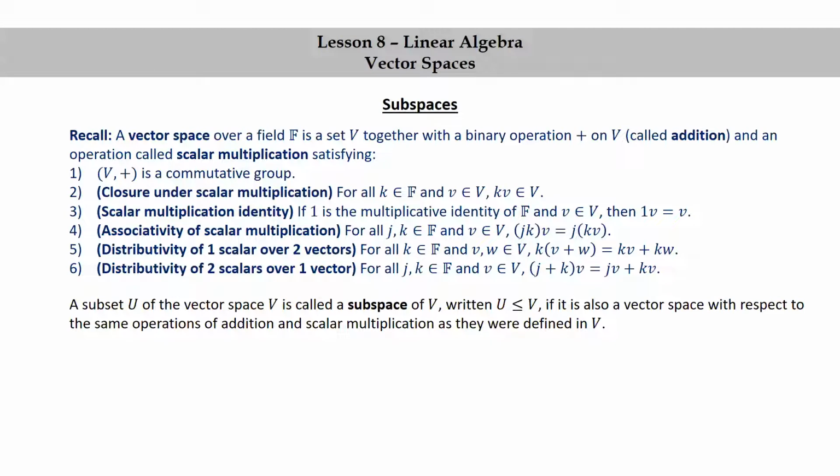A subset U of the vector space V is called a subspace of V, written U less than or equal to V, if it is also a vector space with respect to the same operations of addition and scalar multiplication as they were defined in V. From now on, when we see that less than or equal to symbol between 2 vector spaces, we pronounce it as subspace. So that'll be read, U is a subspace of V.